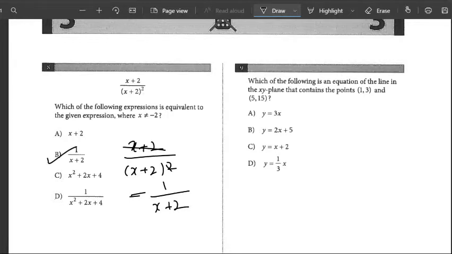Which of the following is an equation of the line in the xy plane that contains the points 1, 3 and 5, 15? So let's write these points down. 5, 15, 1, 3.